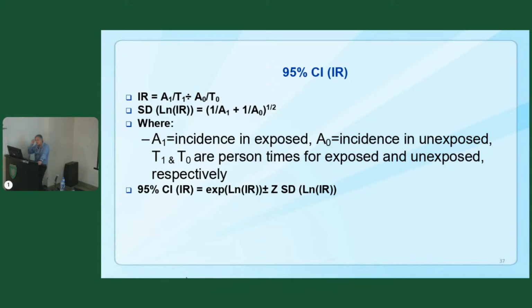Because it's a standard deviation of the log of the incidence rate, if I exponentiate this back, I bring it back to normal, right? And that's what I do here in a 95% confidence interval around the incidence rate. I exponentiate the log of the incidence rate plus or minus z, that's 1.96 for alpha of 0.05, multiplied by the standard deviation of the log of the IR. Once I have that quantity, I exponentiate it, and I get the 95% confidence interval.